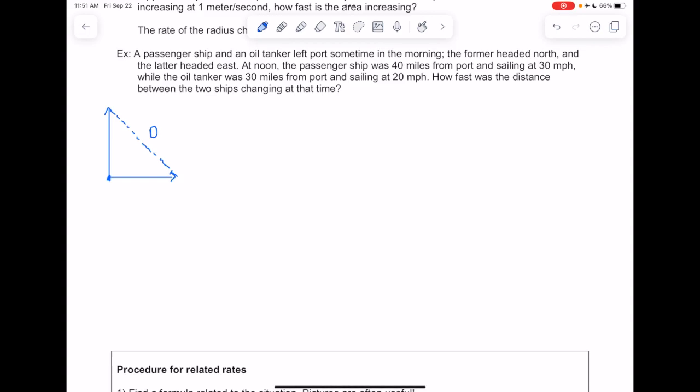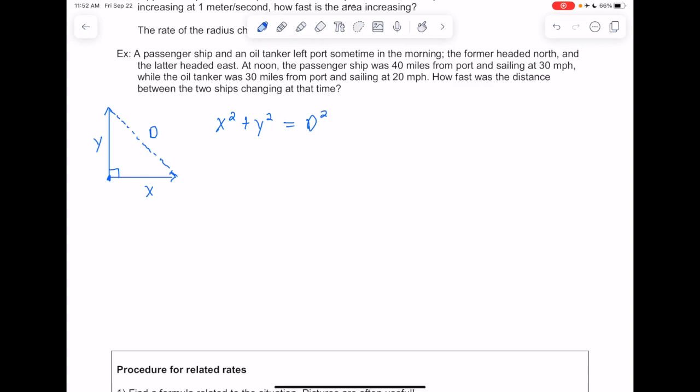And then since this east path is horizontal, I'll label that distance traveled as X. And for the vertical distance of the northbound ship, I'll label that one as Y. And we want to use this picture to somehow get an equation that relates all of these things together. Well, because one ship is going directly north and the other directly east, we have a right angle right here. So we can use the Pythagorean theorem. The sum of the squares of the legs is equal to the square of the hypotenuse. So the sum of the squares of the legs would be X squared plus Y squared equals D squared.